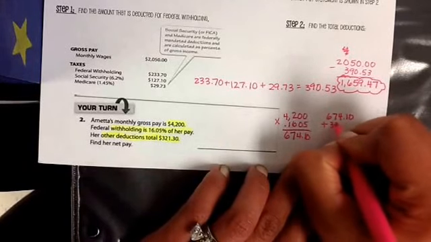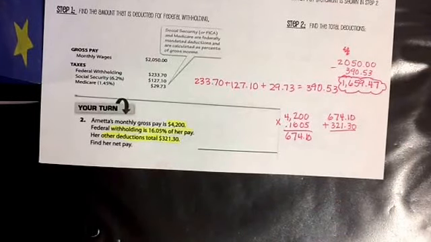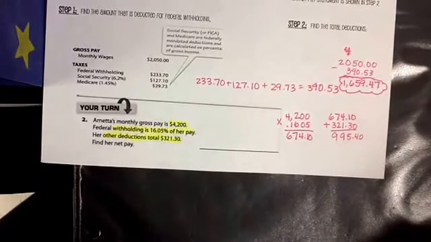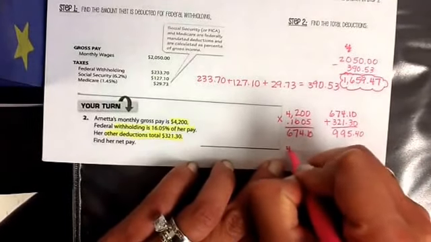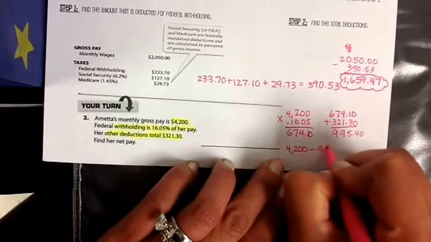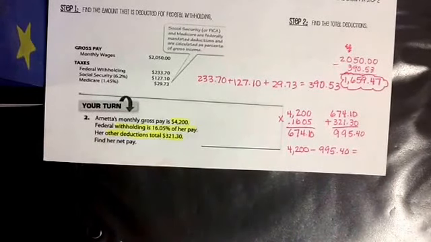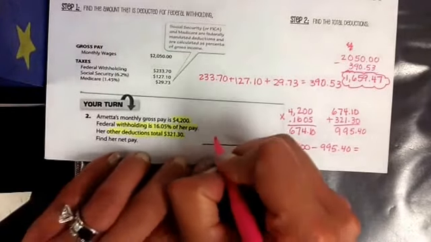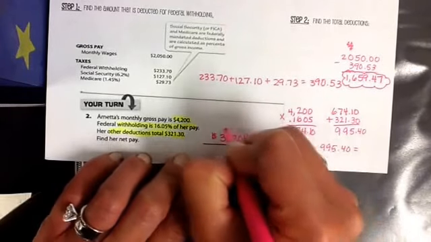$321.30. I'm going to do this in the calculator, plus $321.30. Okay, that's $995.40 that's going to be deducted from her gross. Well, this is her gross, the $4,200. So now I still have to go subtract from her gross to get her net. So I'm doing that in my calculator now, and this is the same total you should have ended up with, $3,204.60.